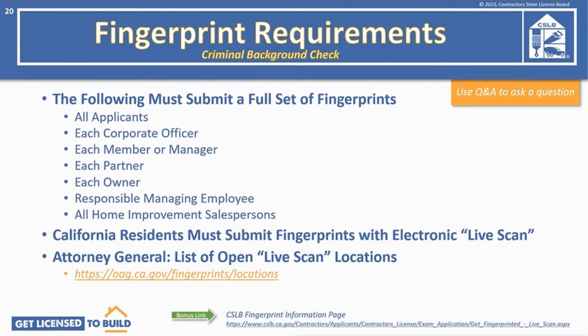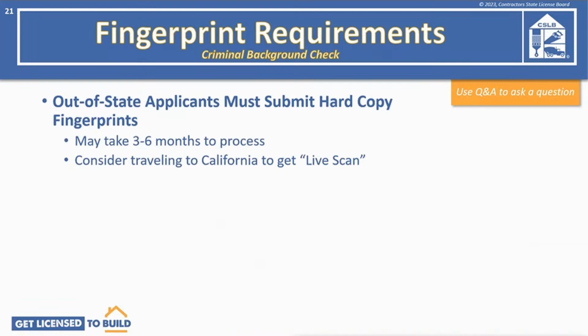on our CSLB website. If you're out of state, it's a longer process to get us your fingerprints. That's because you must submit hard copies of them the old-fashioned way. Those take anywhere between 3 and 6 months for the FBI and Department of Justice to process. So you might want to consider traveling to California to get your electronic live scan done here.